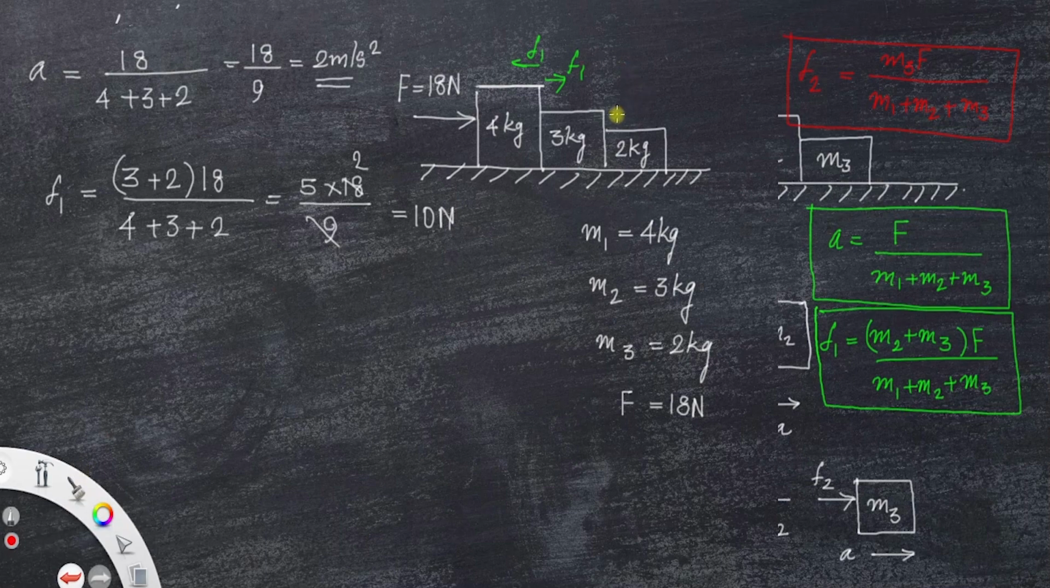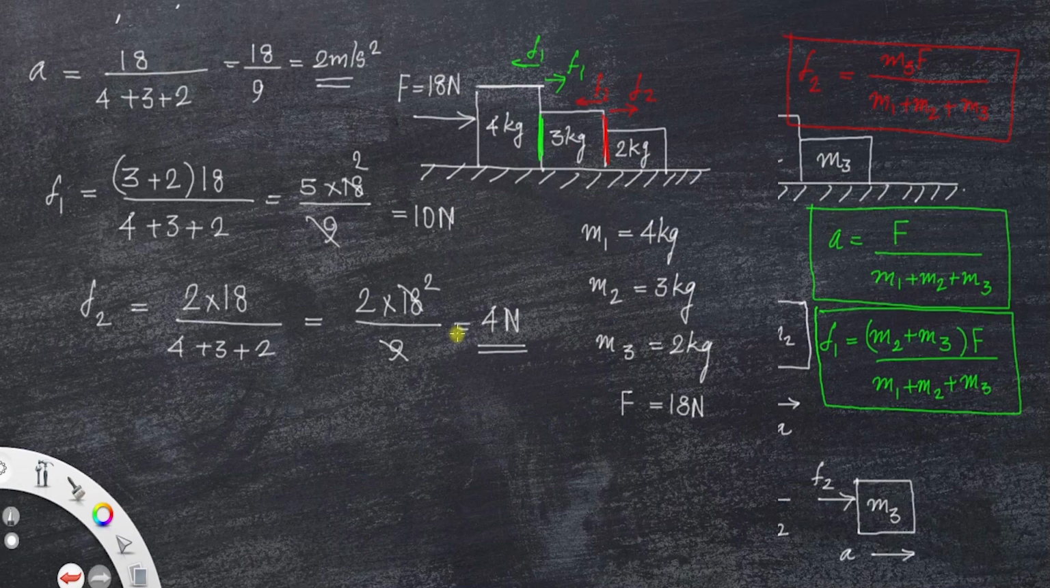Then you have to find the force between the 3 kilogram, that is m2, and m3. F2 is between these two masses. For that you can take this equation, F2 is equal to m3f, m3 is 2, 2 into F, F is 18, divided by 4 plus 3 plus 2, which is equal to 2 into 18 by 9. Cancel this, you will get 2 into 2, 4 Newton.